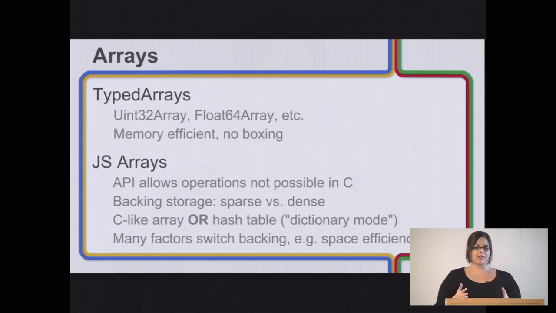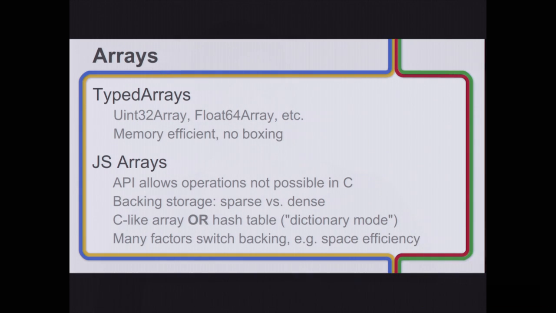There are many factors in V8 that cause you to be kicked into dictionary mode or not. So it's kind of complicated to define them all, but one of them, for instance, is space efficiency. So if the code you wrote would be 3 times more efficient, use 3 times less space, if it was backed by a hash table than an array, then it'll be a hash table on the back end. So there are criteria like that.